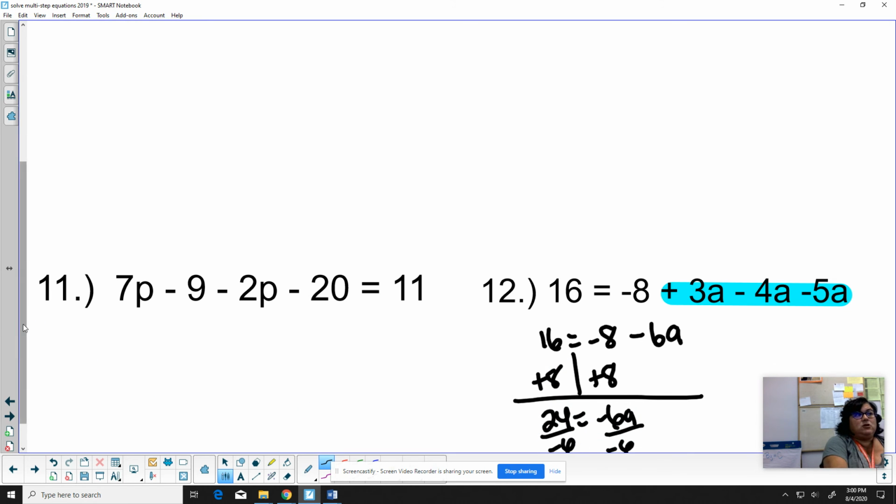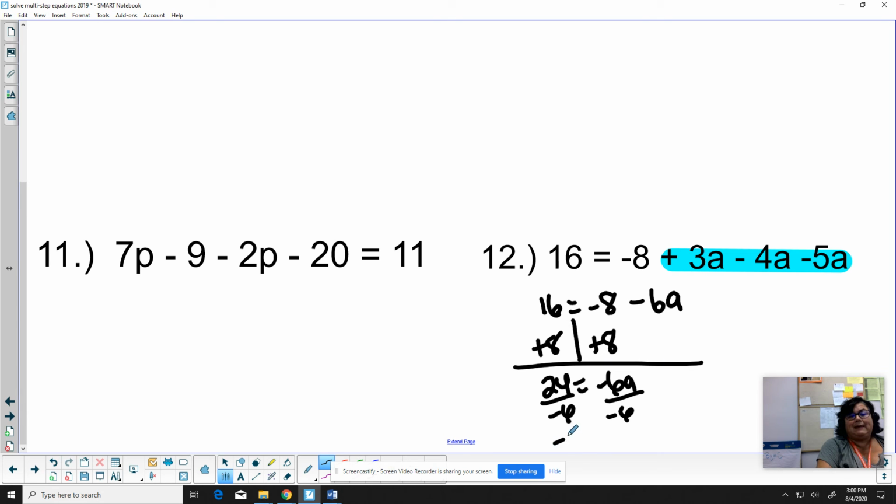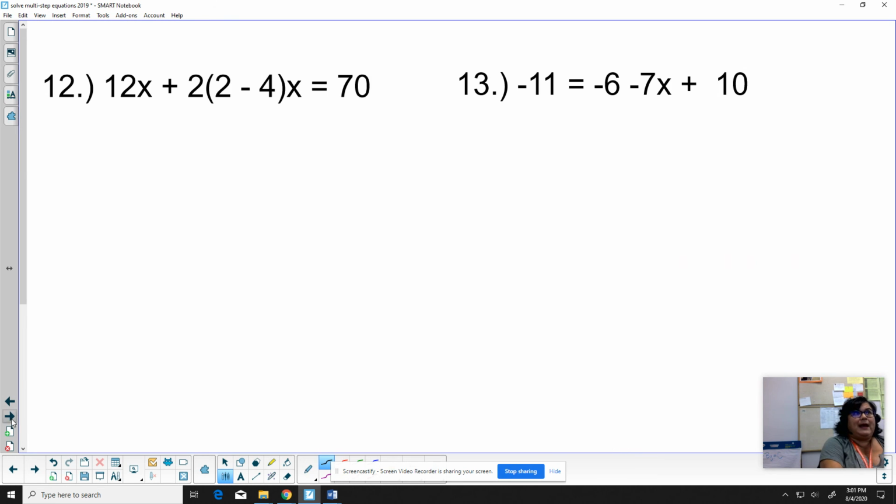So if you haven't noticed, the whole goal is to make it like a 2-step. So whatever side is heavy, has more than 2 terms, that's the side that has to be combined. So if there's a bunch of A's, I combine those. If there's some X's, I have to combine them. If they're constants, I have to combine them. I have to make it look like a 2-step.